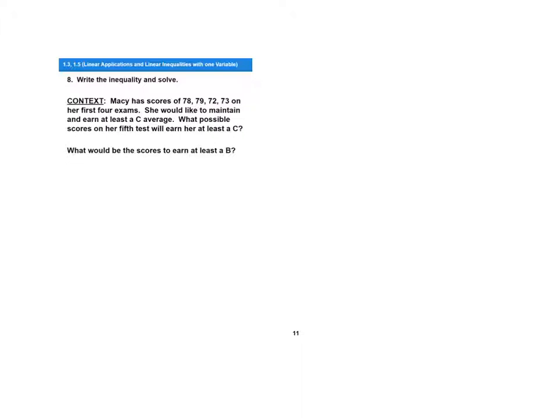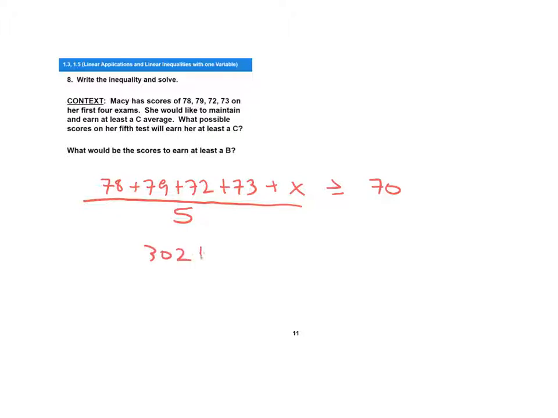Macy has scores of 78, 79, 72, and 73 on the first 4 exams, and she needs to take a 5th exam. She would like to earn at least a C, which would be a 70%. If you knew the 5th test, you would divide by 5. So 78 plus 79 plus 72 plus 73 is 302, plus the 5th one that we don't know, divided by 5, and we want to make at least a C.